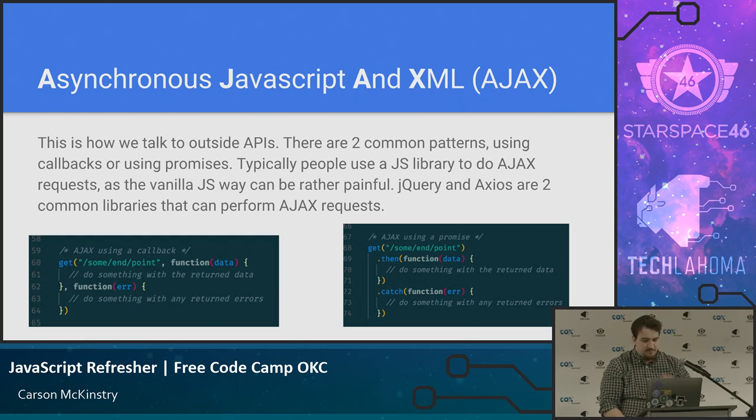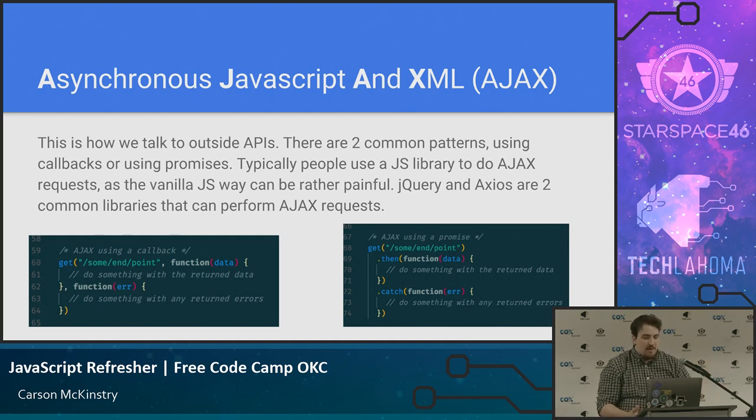The first one is library agnostic. Here on the left, we have some get function. What a get function does is it goes to some API or some other website, and it says, I want this particular piece of data, or this resource that you're storing at this particular endpoint, and then it returns it.